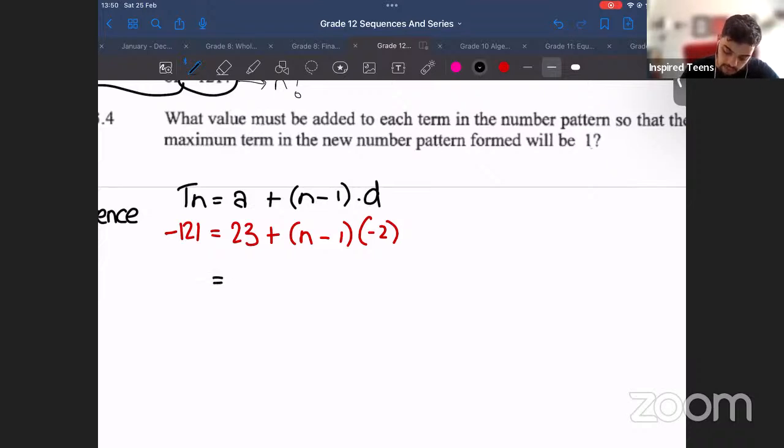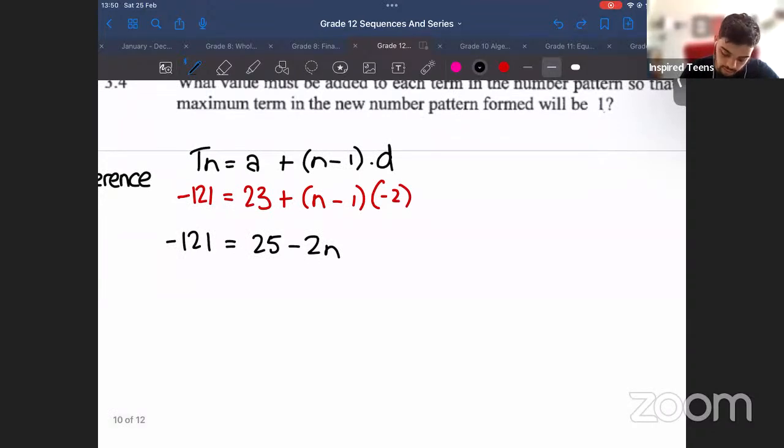And on the side you get negative 25 minus 2n is equal to negative 121. Now we solve for n, you take it over. That's minus 146 is equal to minus 2n. Negatives cancel. n is equal to 78. No, 73.